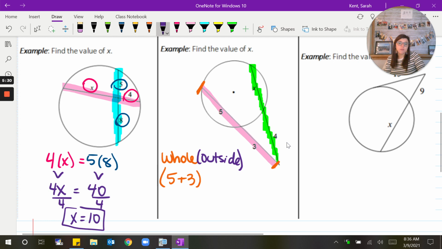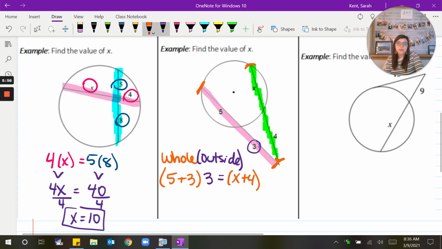So when I look, 5 is in the circle. Here's our circle. 5 is inside. 3 is outside. So I want 5 plus 3 times 3. Then I'm going to look at the same thing for the green line. So again, I want the whole thing. So I'm going to have x plus 4.